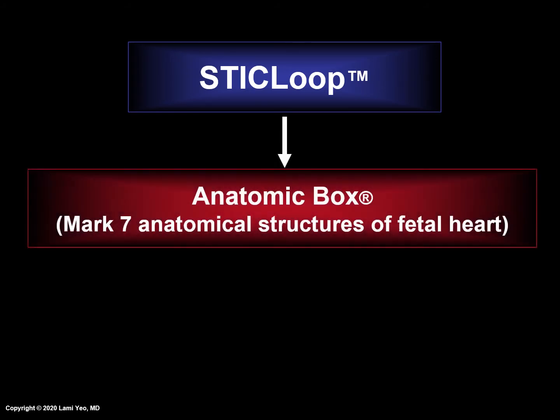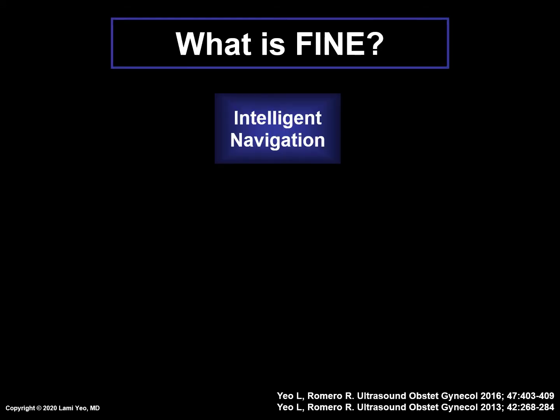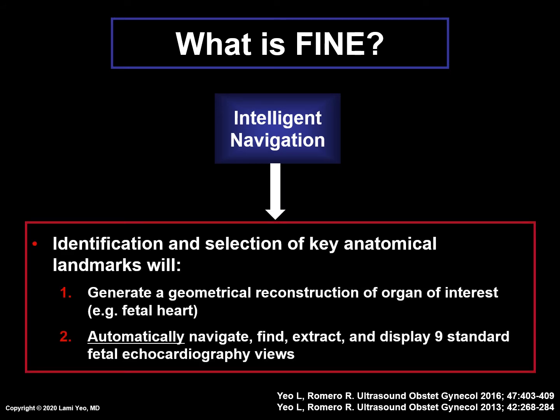After the STIC volume has been determined to be appropriate, the next step is to mark anatomical structures of the fetal heart within the STIC volume using the anatomic box tool. And once marking is completed, this triggers intelligent navigation technology. By identification and selection of key anatomical landmarks, the system will generate a geometrical reconstruction or model of the organ of interest, such as the fetal heart, and then automatically navigate, find, extract, and display specific planes, in this case, 9 standard fetal echocardiography views for the FINE method.